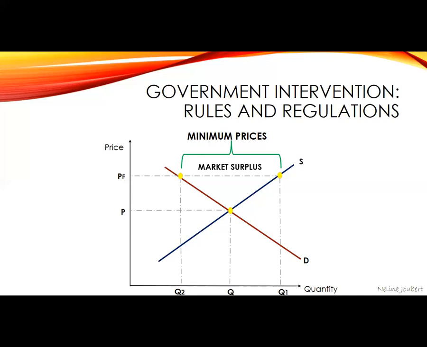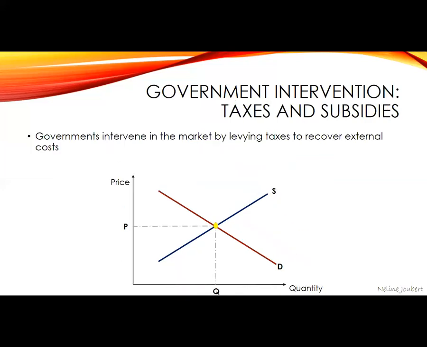Dumping means you sell the product below the cost price of this product in a foreign country. And the World Trade Organization stepped in and they now prohibit dumping. So the only other alternative for producers is to destroy the produce, or they have to use it as animal feeds. The governments intervene by also using taxes and subsidies to recover the external costs.